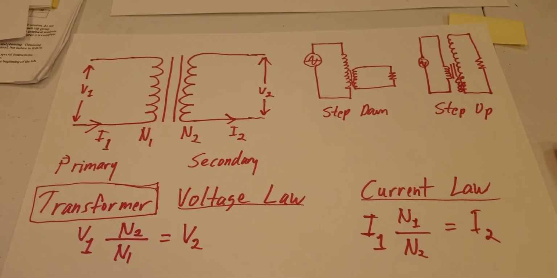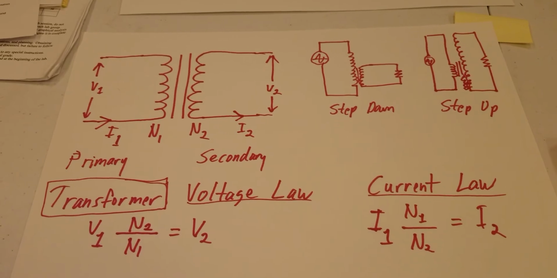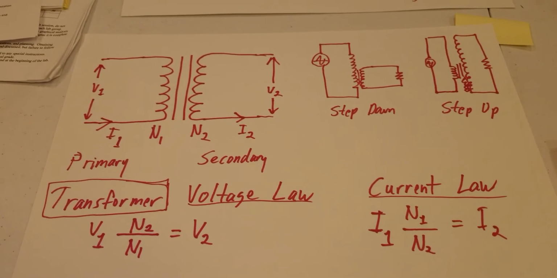But you can't bring 100,000 volts into your house. That would be too dangerous. So you have to step it down. So they step it down to 120 volts.